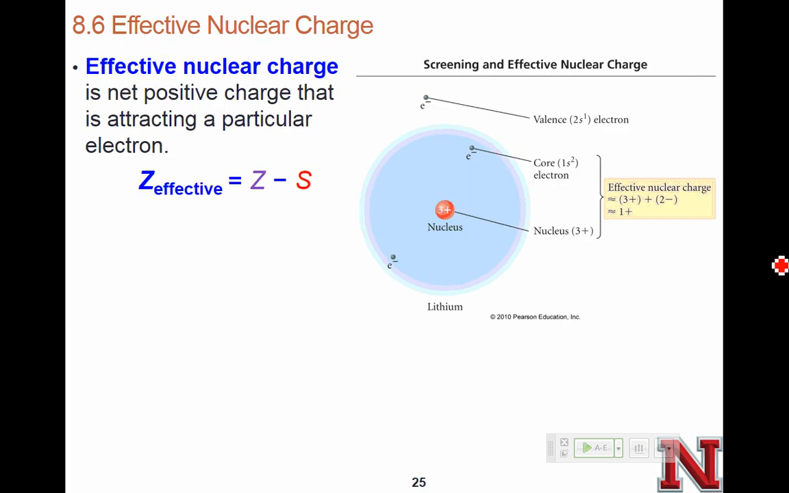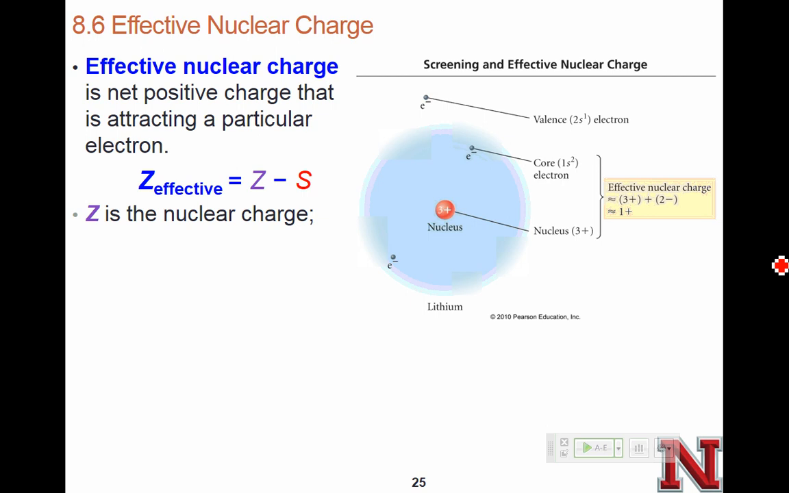So we talked about our nuclear charge. Let's really get into it. The effective nuclear charge, the actual nuclear charge that electrons might be receiving. So let's look at this. We're looking at lithium. We have 3 protons in the core. Our effective nuclear charge is a net positive charge that's attracting a particular electron, and we can look at that as Z minus S. So Z is our nuclear charge. That's going to be 3 for any electron we're talking about in lithium.